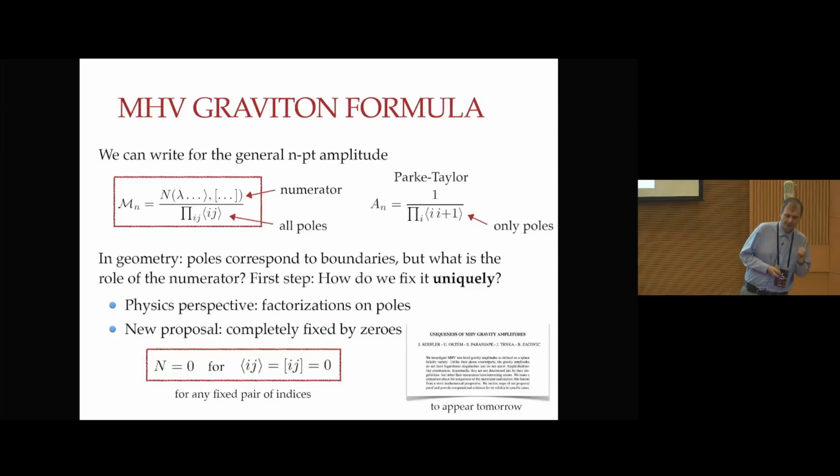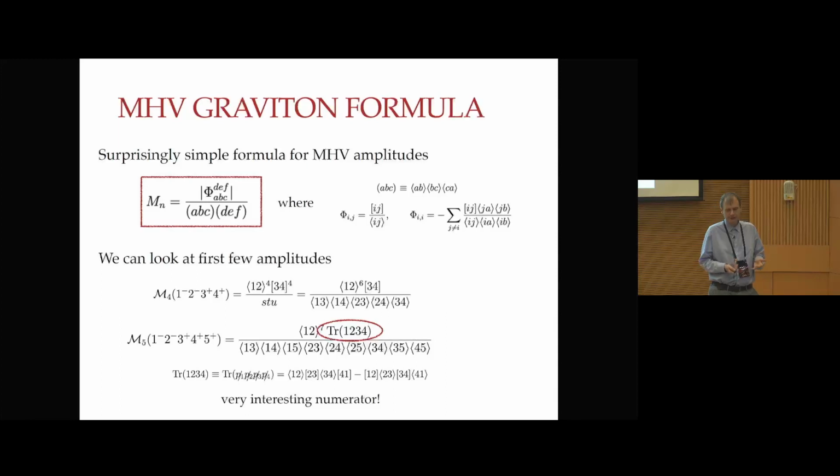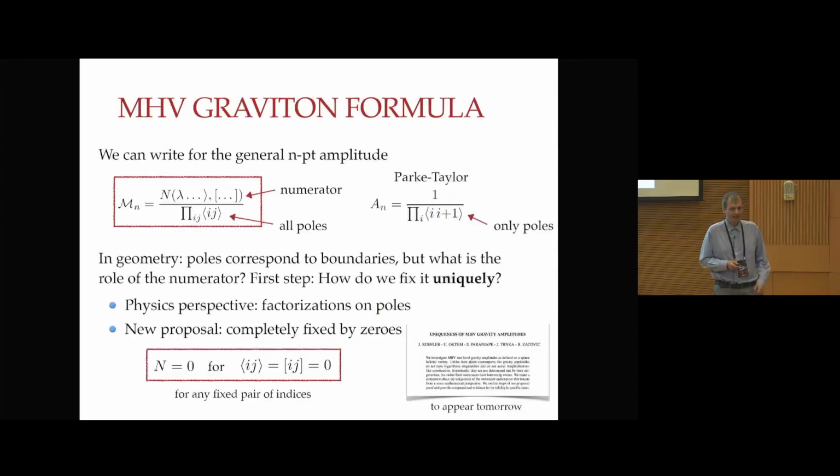One property, obviously, is that it's an amplitude, so it should factorize on poles. The numerator should guarantee that whenever you sit on one of these poles, the amplitude factorizes into a 4-point and a 3-point amplitude. That's always true. Now, the question is, can we just look at the numerator, not at the denominator, not at the whole amplitude, and try to answer: is the numerator fully specified by certain kinematical conditions?